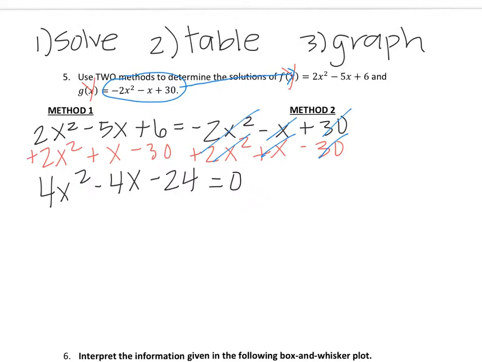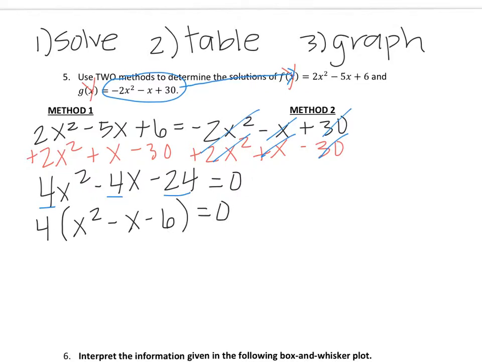From here, you can do the diamond method or the big X, but I don't want my a to be 4, and I noticed that all of these coefficients are divisible by 4. So what I'm going to do is take a GCF of 4 out, and that's going to leave me with x squared minus x minus 6 inside the parentheses equal to 0.